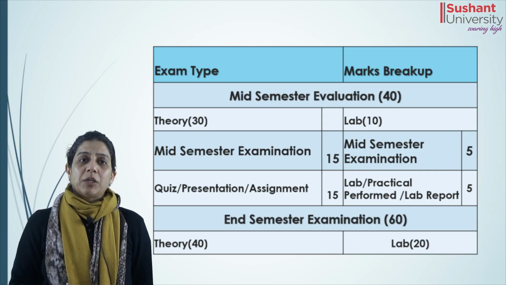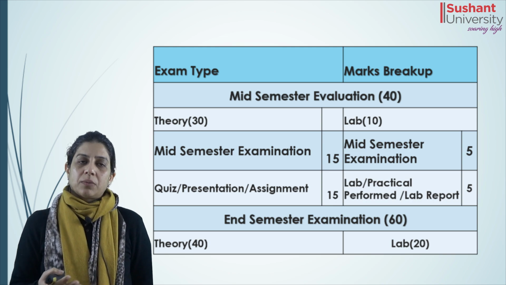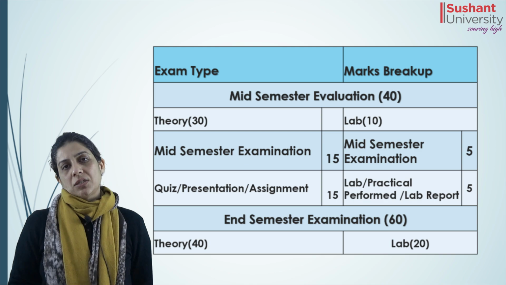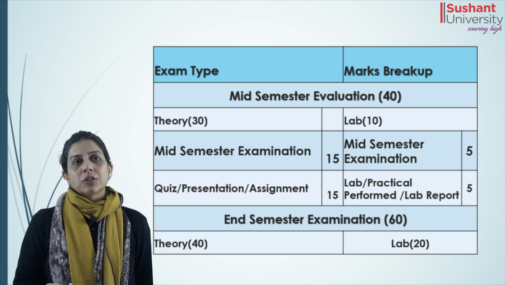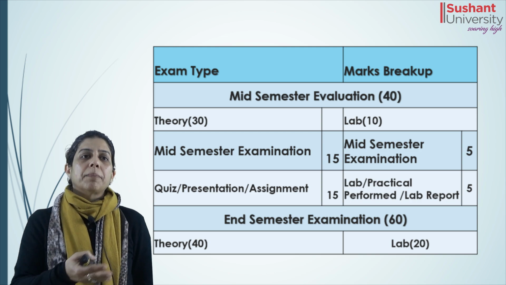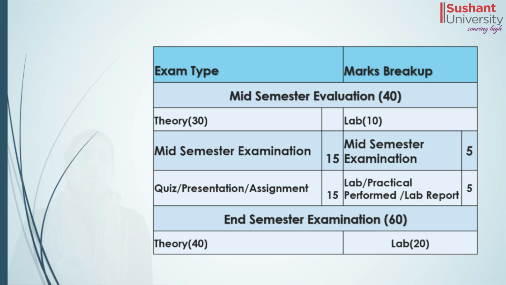And last, we'll talk about the evaluation scheme. So how do we evaluate the learners? One way is the formative assessment. We call it an internal assessment or mid-semester evaluation, which is of 40 marks. It is divided into two categories, the theory part and the lab part. The theory part comprises 30 marks and the lab part comprises 10 marks.